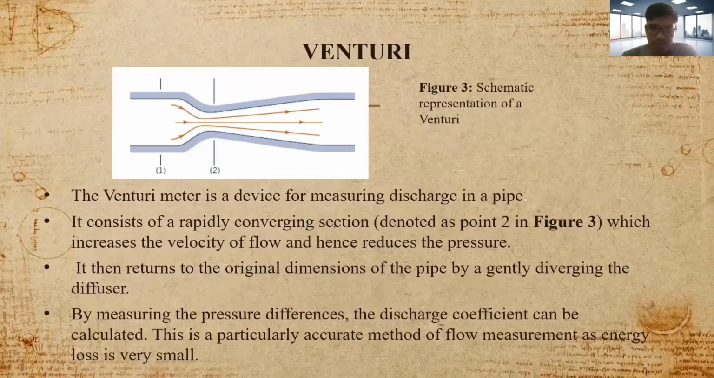The last is the venturi. The venturimeter is a device for measuring discharge in a pipe. It consists of a rapidly converging section which increases the velocity of flow and hence reduces the pressure. It then returns to the original dimension of the pipe by a gently diverging diffuser. By measuring the pressure difference, the discharge loss coefficient can be calculated. This is a particularly accurate method of flow measurement as the energy loss is very small.